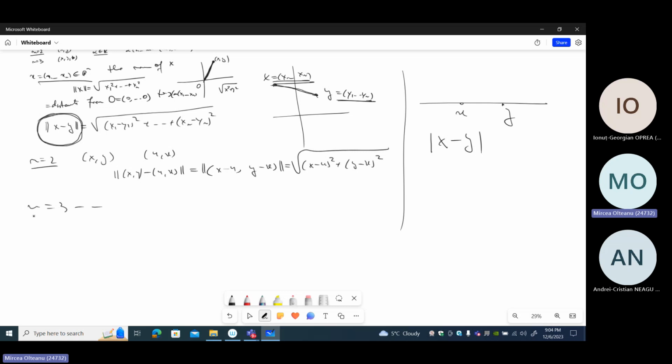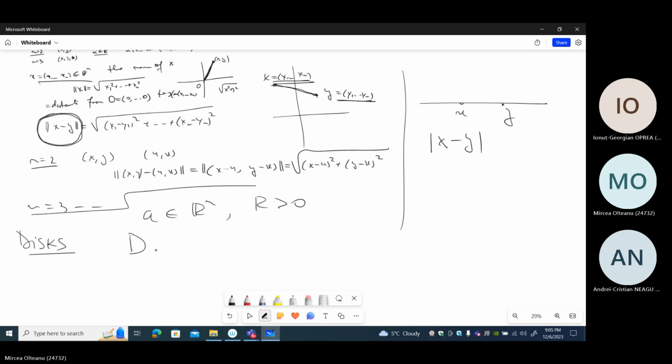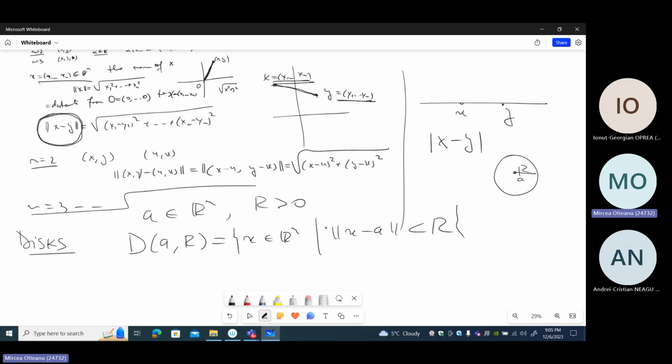Consequently, we have here some interesting sets, such as disks. If A is an element in R^n, and if R is a positive number, then the disk of center A and radius R is the set of all points x in R^n with the property that the norm of x minus A is less than R. In the plane, this is indeed a disk. If this is A and this is the radius, then this is called the open disk. The closed disk is when we put here less or equal.